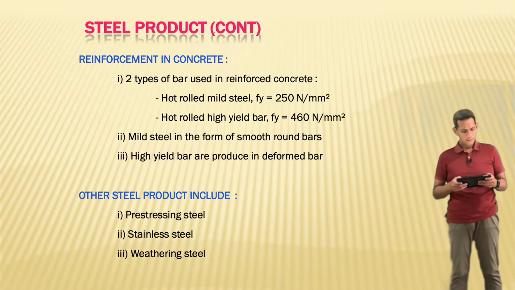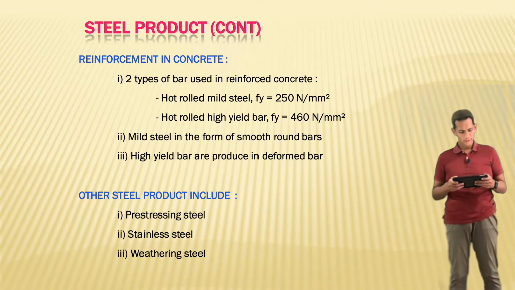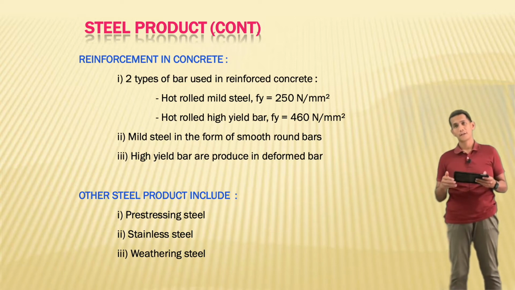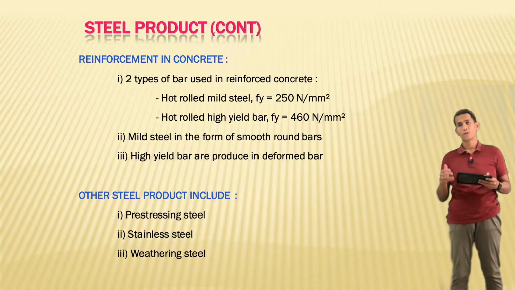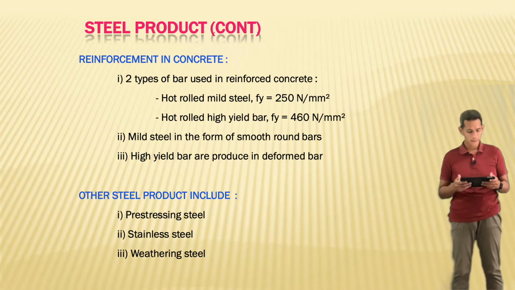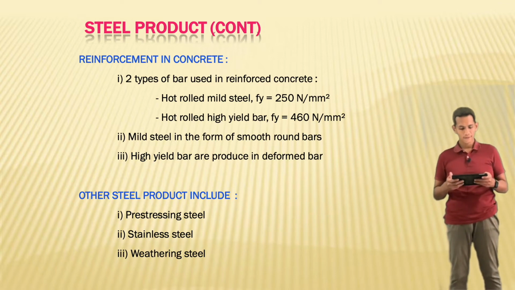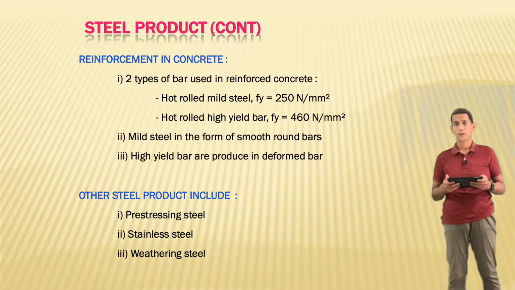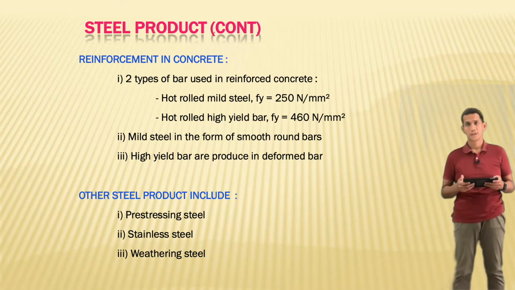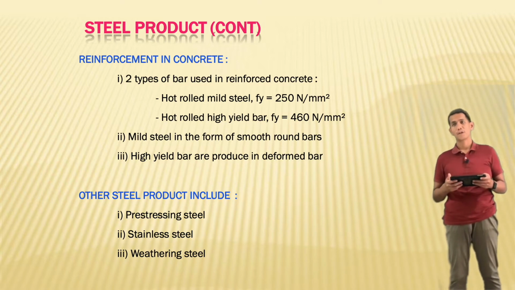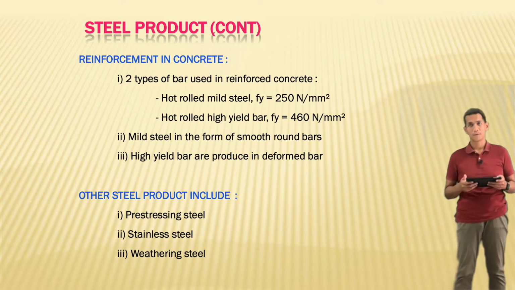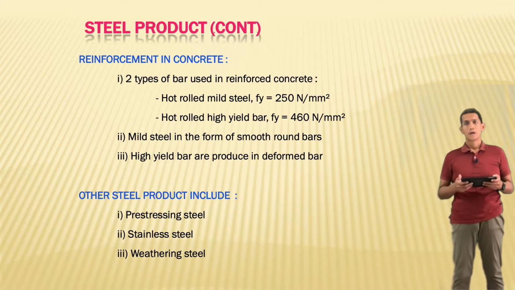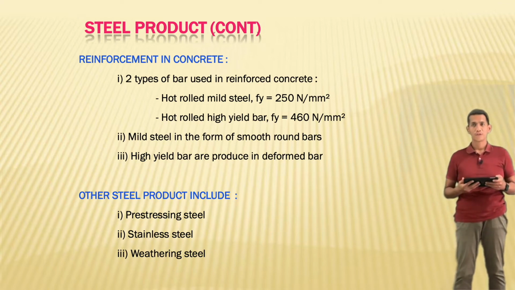And then reinforcement in concrete. This is for reinforcement that has been integrated in concrete. There are two types of bar used in reinforced concrete. We have hot roll mild steel, which has Fy equal to 250 Newton per mm square, and then we have hot roll high yield bar, which has Fy equal to 460 Newton per mm square. Mild steel is in the form of smooth round bars. High yield bars are produced as deformed bars.